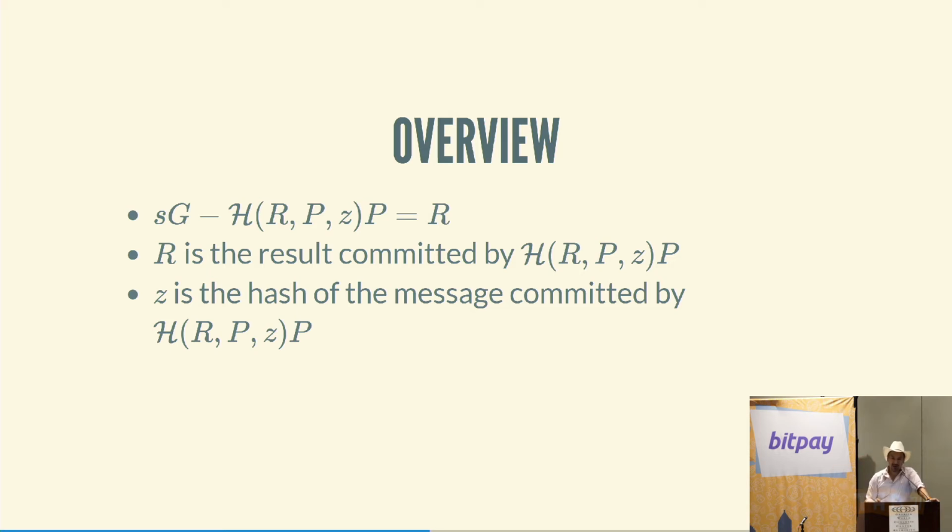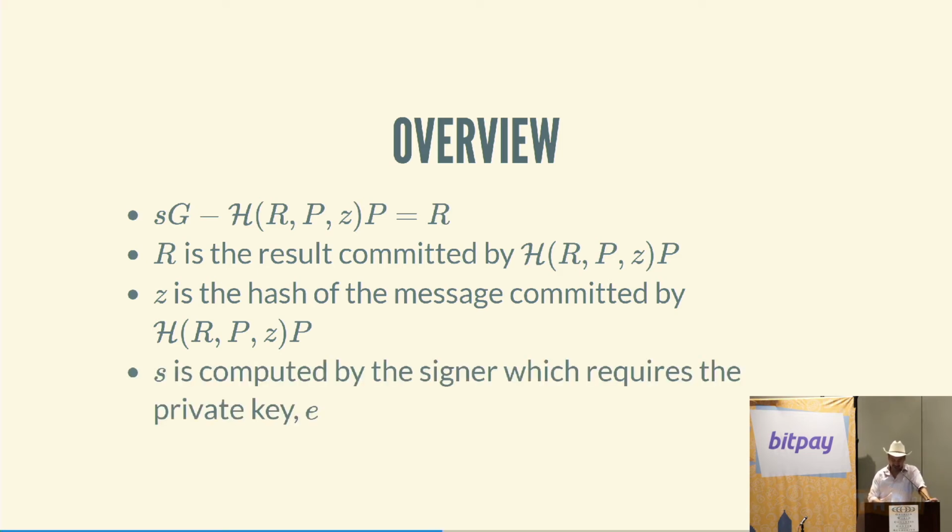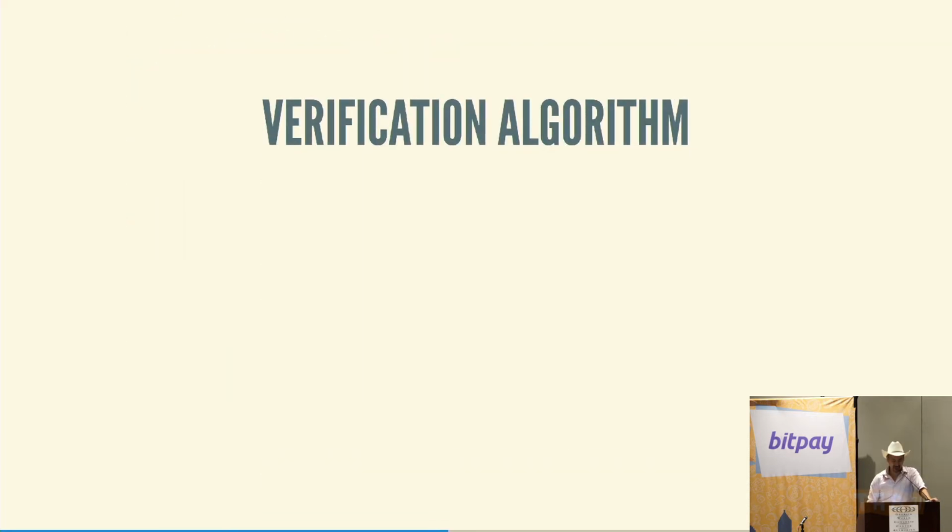And in fact, it's not just committing to the result and the hash of the message, but we're also committing to the public key. That's actually so that you don't do anything weird with it. And S is computed by the signer, which requires the private key E. So this is very similar to ECDSA in that regard. You have E, which is used to compute S.